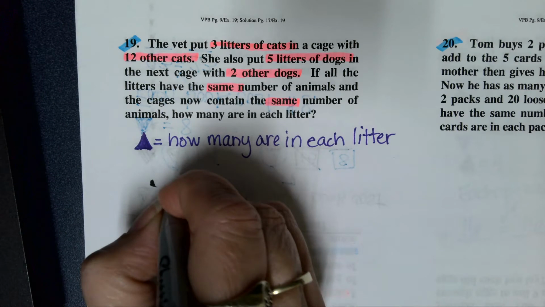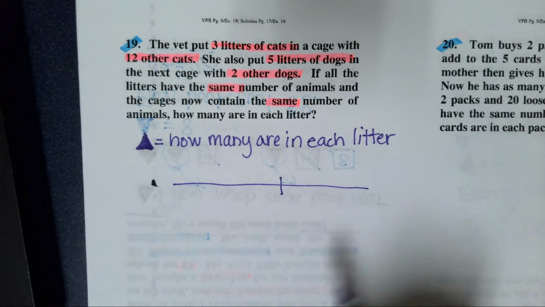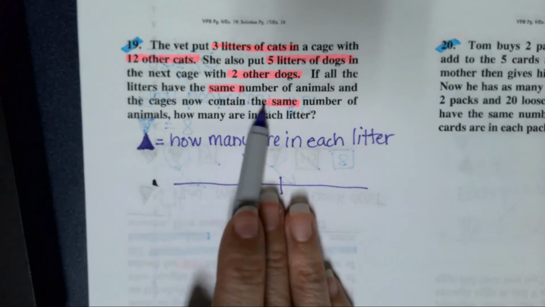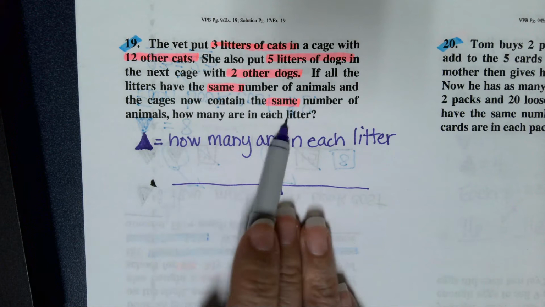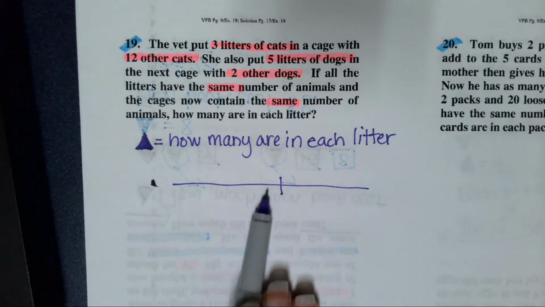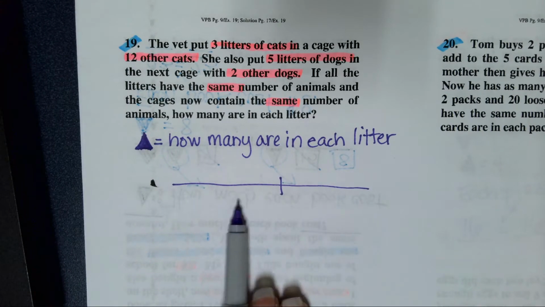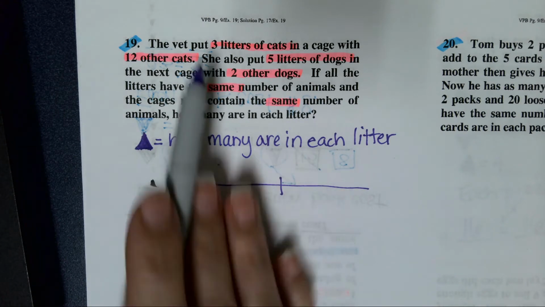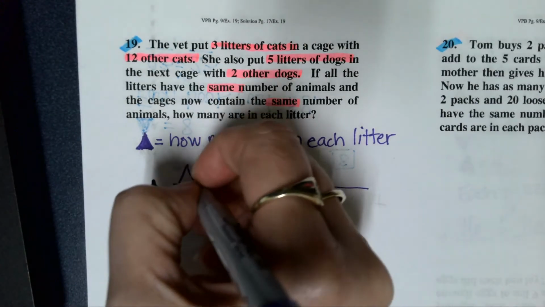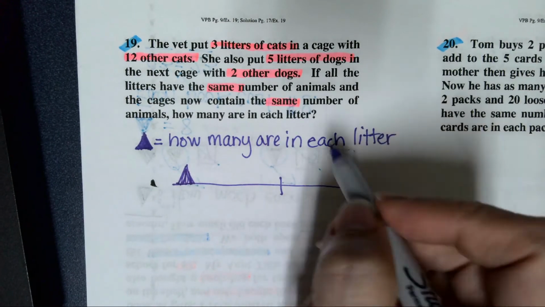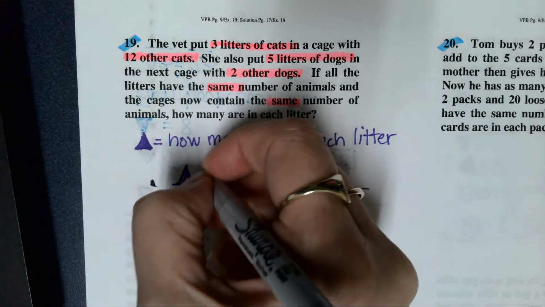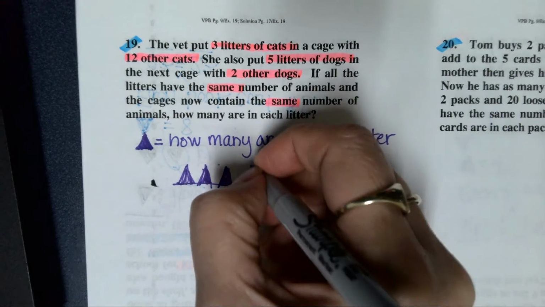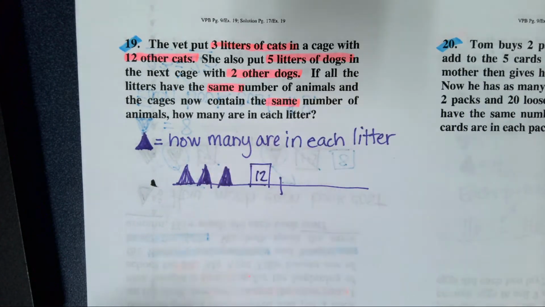Now we're going to draw our balance. We know that all the litters have the same number of animals and the cages now contain the same number of animals. How many are in each litter? So we know if we set the cats equal to the dogs, then they're going to balance because there are the same number of animals in each litter. So let's put 3 litters of cats. We said how many are in each litter is the pawn. So we have 3 litters of cats. We don't know how many are in each one. Plus we've got 12 other cats. We know how much that is.